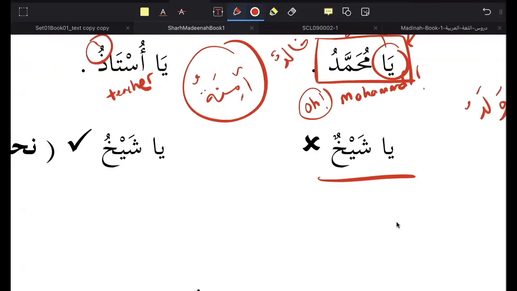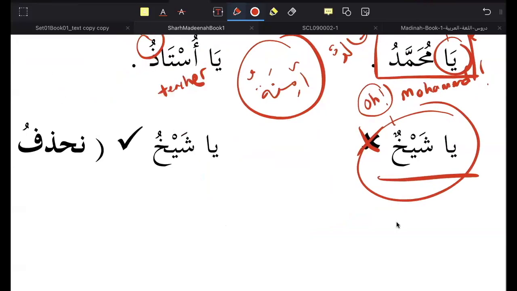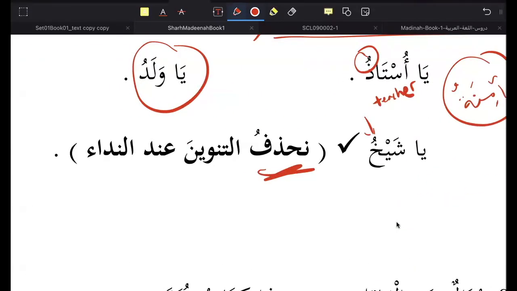So this is one thing that I like about this explanation of this book, that it clears up the grammar rules by giving examples, by showing you the wrong thing. A lot of times the book just gives you the right thing. It will tell you the explanation and then tell you how to do it. But it never shows you the wrong thing. So he's telling you not to do that. Now you know the wrong: Ya shaykhun is wrong. It should be Ya shaykhu. And he says nahdhifu, we remove at-tanween عند النداء. So we remove tanween when calling. Nida is calling. This word is also in the Quran.